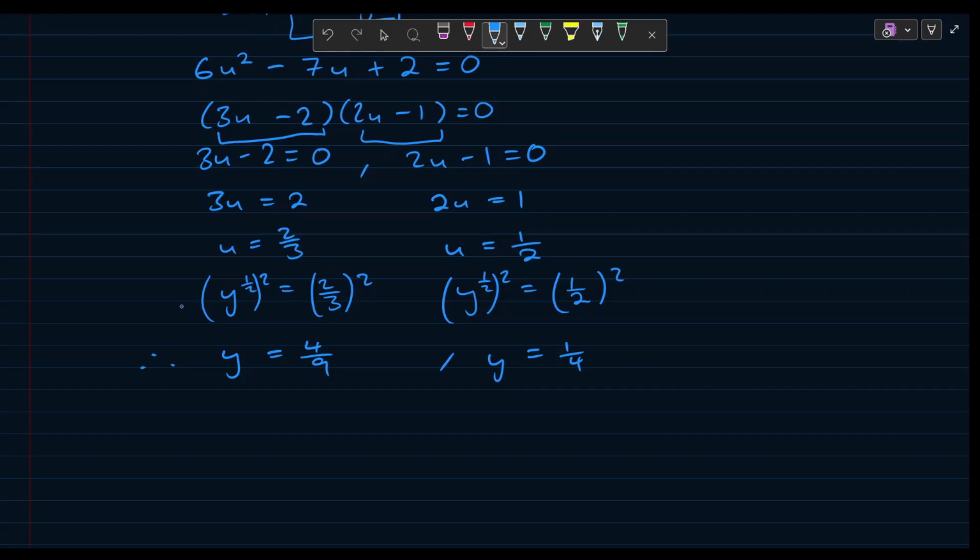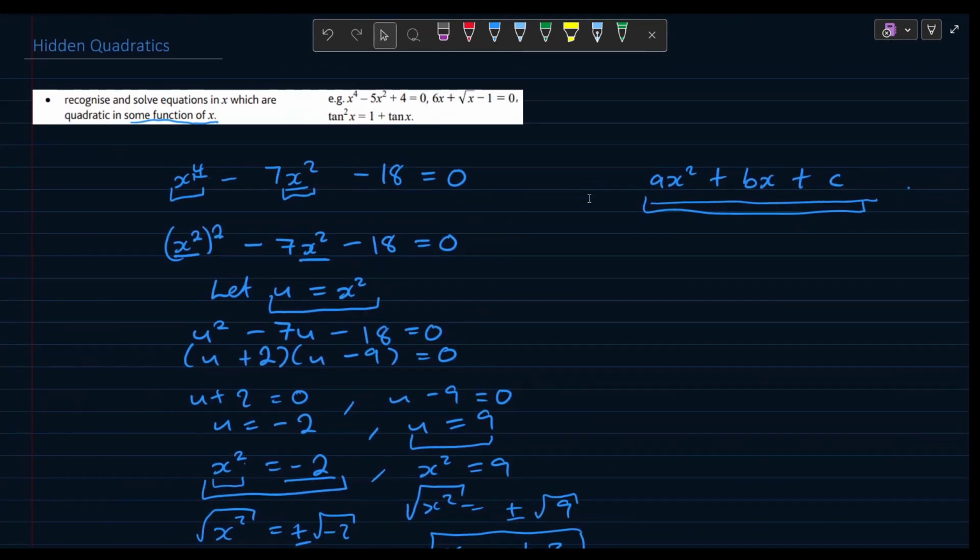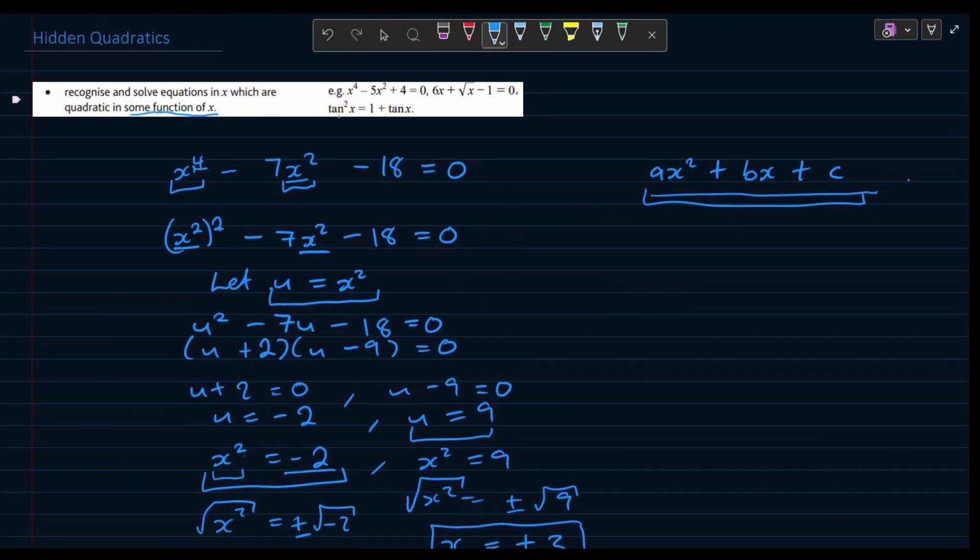So this is how you deal with hidden quadratics or disguised quadratics. Now you will notice that there's one type of hidden quadratic we haven't looked at, which is the trig hidden quadratic. We're going to look at that under the trigonometry topic, so do not worry about that.